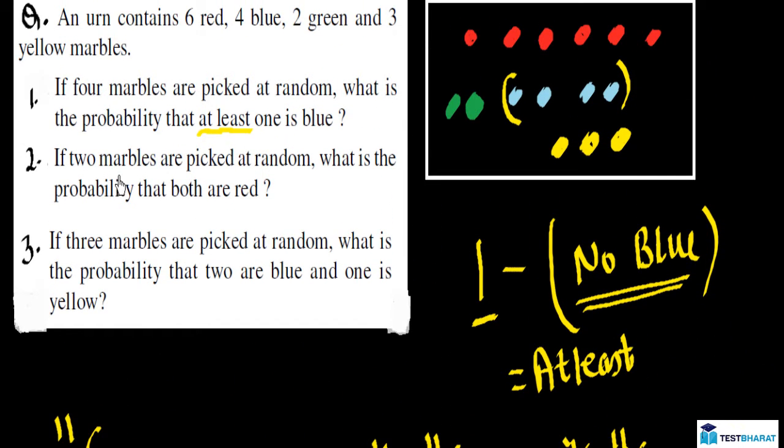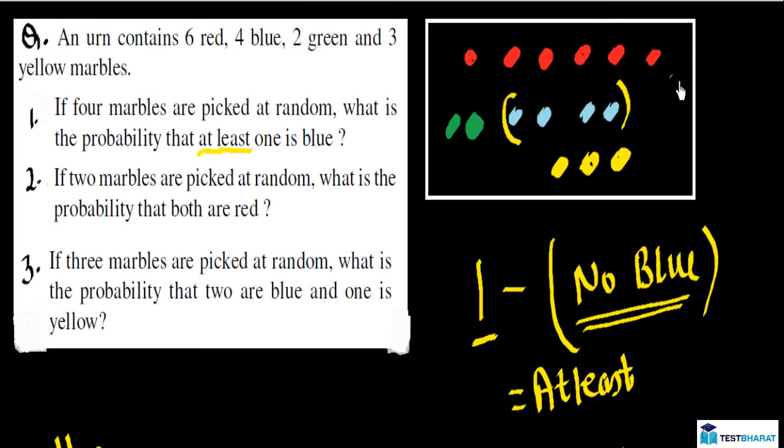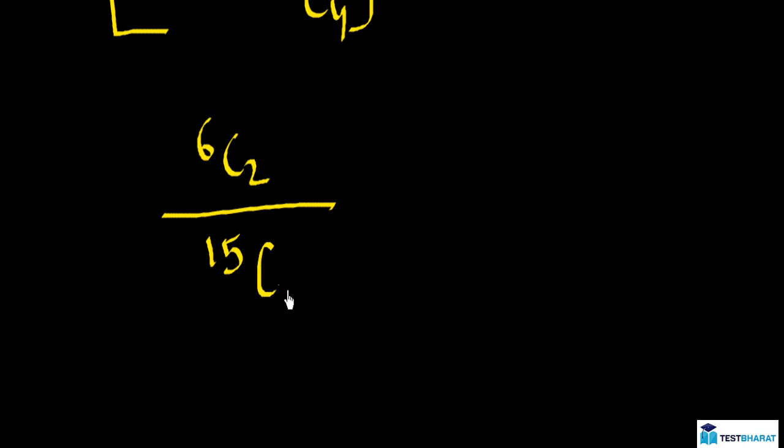Now if 2 marbles are picked at random, what is the probability that both are red? These are my marbles. There are 6 red marbles. What is the probability that if I draw 2 marbles, both of them are red? So out of 6 I need 2 marbles. My desired outcome will be 6C2 and the total is 15C2, because total marbles are 15. That's it. This is the answer.